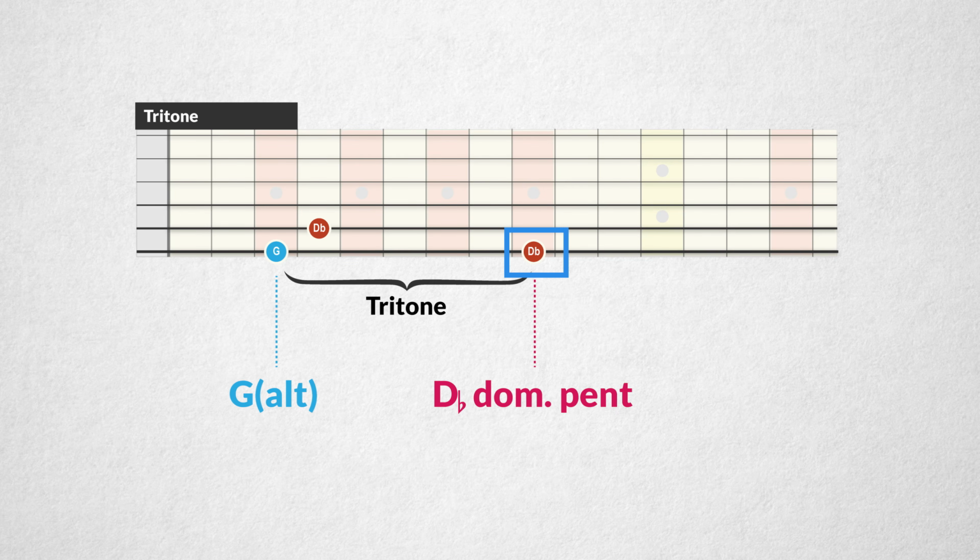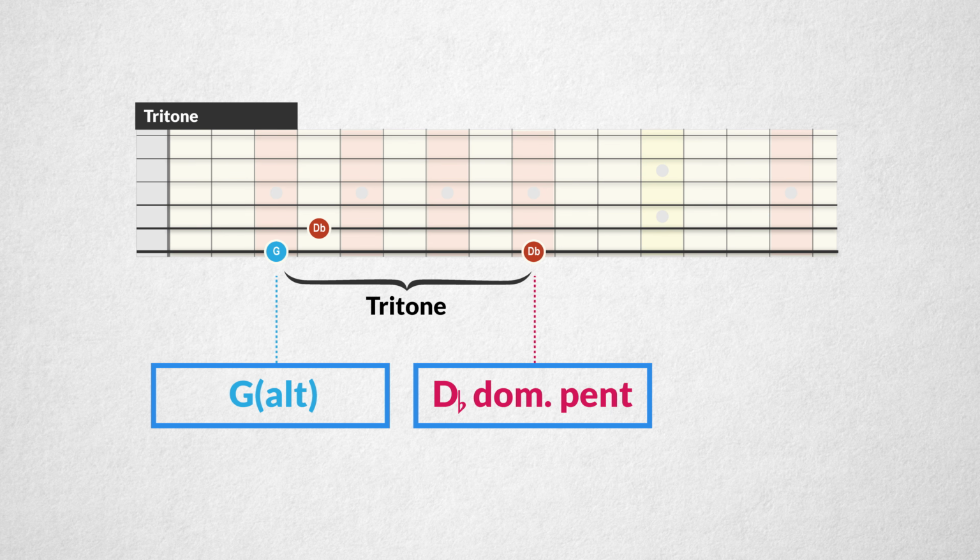Now the tonic of the dominant pentatonic scale should be a tritone away from the root of the altered chord where you play over. A tritone interval is an augmented fourth or a diminished fifth and has a tonal distance of 3 whole steps. For example, play the D flat dominant pentatonic scale over a G altered chord.